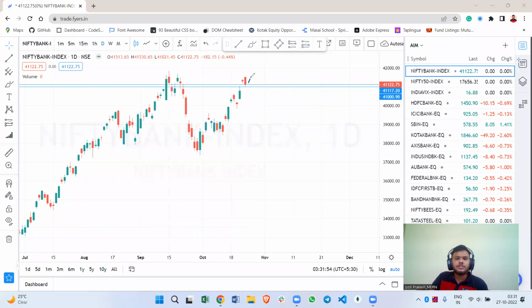For buying, it needs to close above 41,500, and if it closes above 41,500 within 15 to 20 minutes, then you can take a trade for buying and your target will be 41,700 to 41,830.